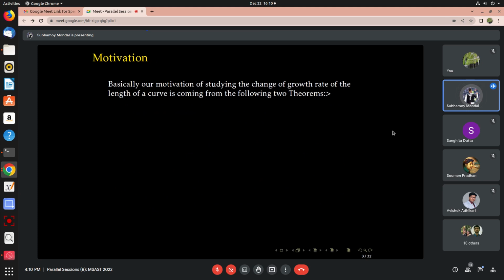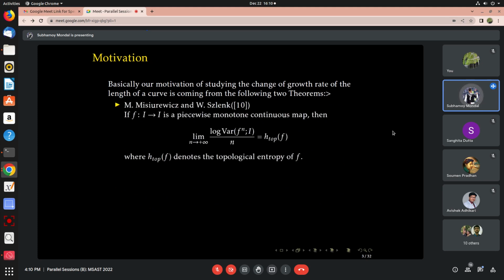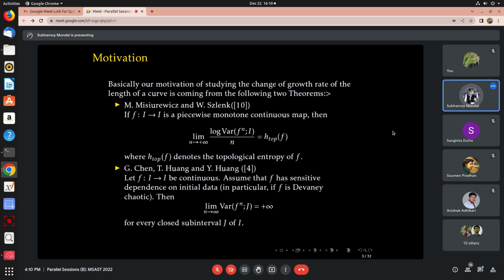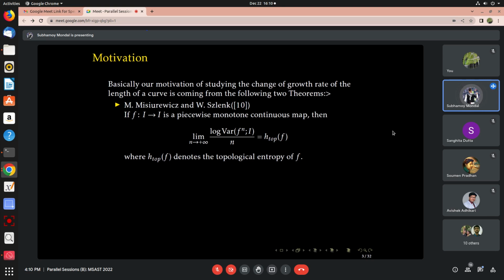Now, our motivation comes from the following two results. One is due to Misiurewicz and Szlenk. They showed that if we have a continuous interval map on a compact set, say 0, 1, which is continuous and piecewise monotone, then the topological entropy of the system is equal to the exponential growth rate of the variation of Fn. And topological entropy is the measure of the exponential growth rate of the number of distinguishable orbits of this system, which is a non-negative quantity and may be infinite.